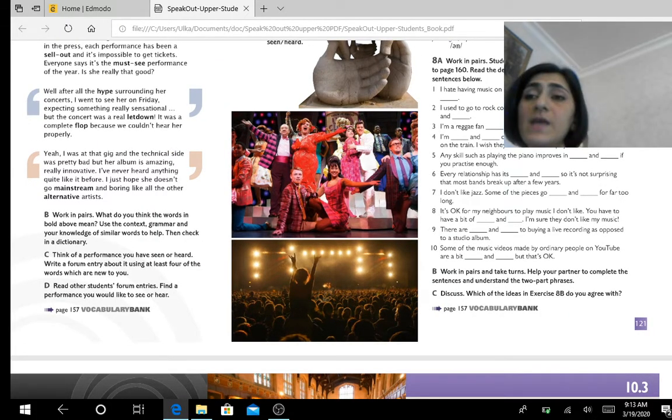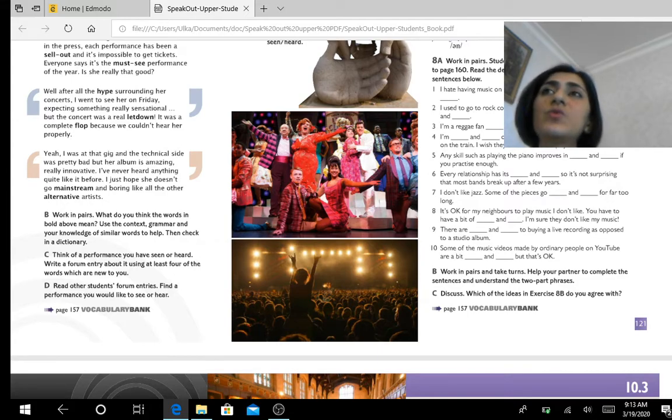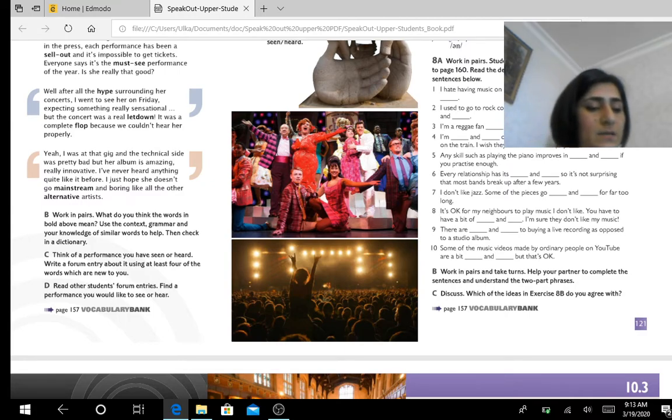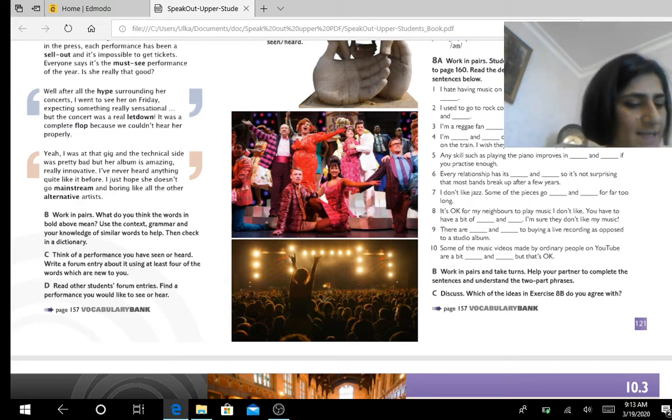These are additional two-part phrases. And as you remember, you also have this in your individual work. You have to work with vocabularies and find out more and more two-part phrases.